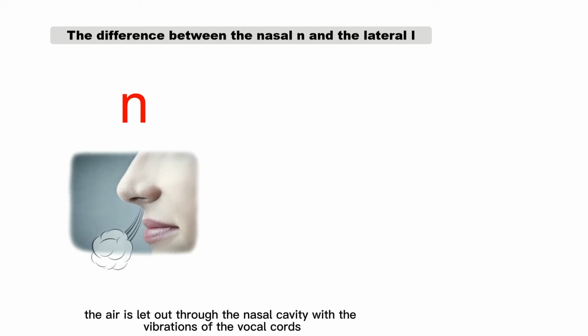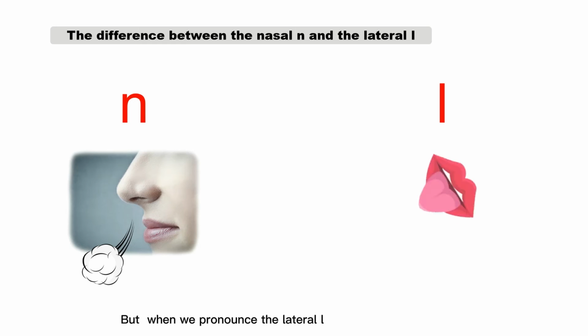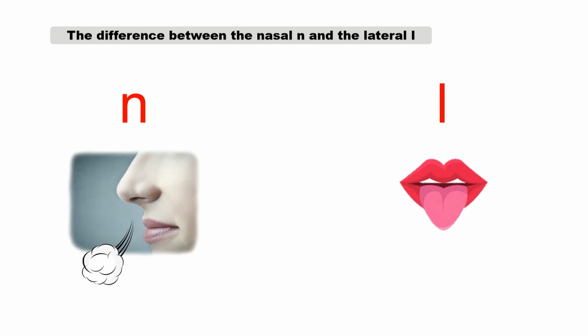The difference between the nasal N and the lateral L is that when we pronounce nasal N, the air is let out through the nasal cavity with the vibrations of the vocal cords. We can feel the vibration of our nasal cavity. But when we pronounce the lateral L, the air stream is released from the sides of the tongue.